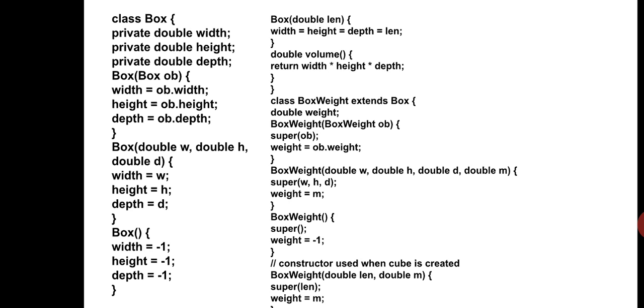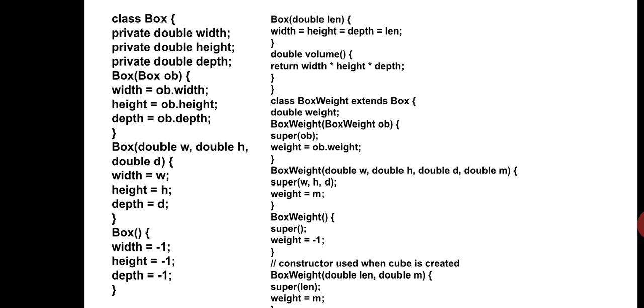Now you have one method called volume. The return type is double. That means it will return width times height times depth. Whatever values you have for width, height and depth will be returned to the calling method. Now you have one more class called BoxWeight. It is extending Box, so this will extend the properties of the superclass, the Box class. Now you have one variable called weight of type double. Then you have a constructor BoxWeight, which will take the object reference of BoxWeight.